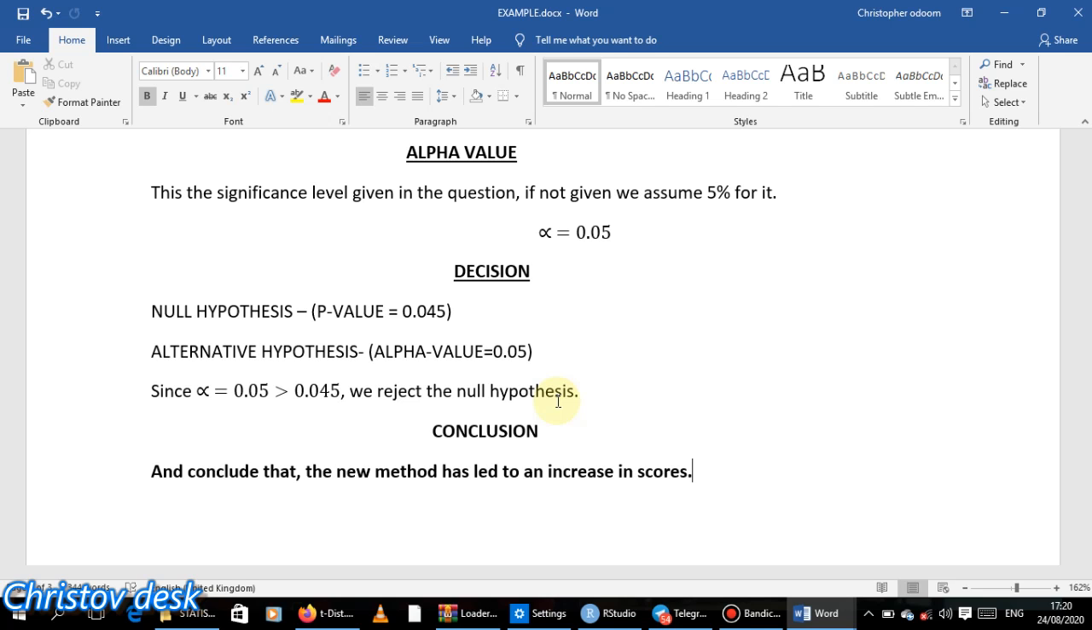This is just statistics. So for me to communicate this to whoever is listening in need of that information, I'll conclude that the new method has led to an increase in scores, because this is what is in the alternative hypothesis. So this is basically what you do when you want to apply a typical t test in any of the fields you find yourself in. Okay, so that is that.